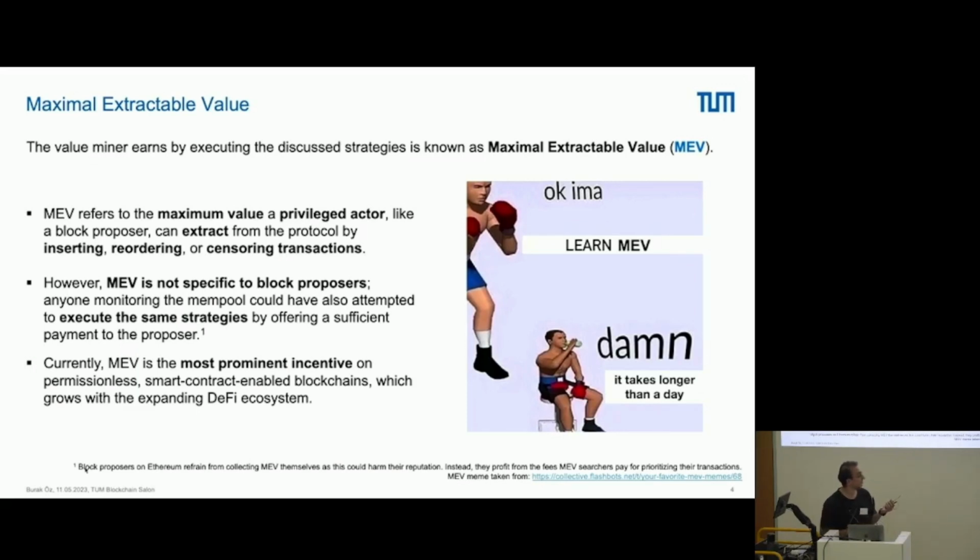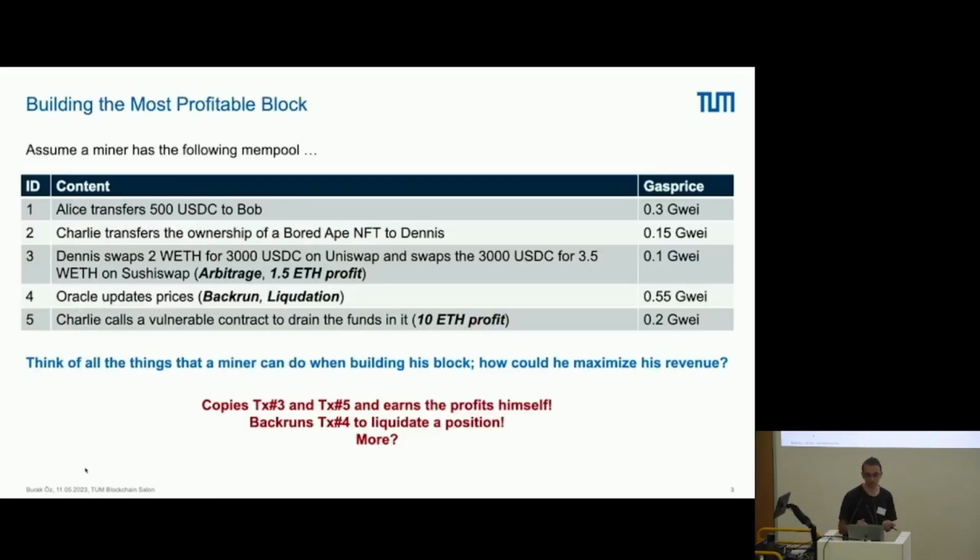And of course, if you are a privileged actor like a miner, then you basically have that last look opportunity. You have more power, but there's nothing stopping someone just monitoring the mempool from issuing these same third and fifth transactions or just attempting the same strategies. The only problem is that he now has to convince the miner to include his transactions before the original transactions. And on Ethereum, this is done through transaction fees or gas prices. So you give a higher gas price to incentivize the miner to include your transaction first.